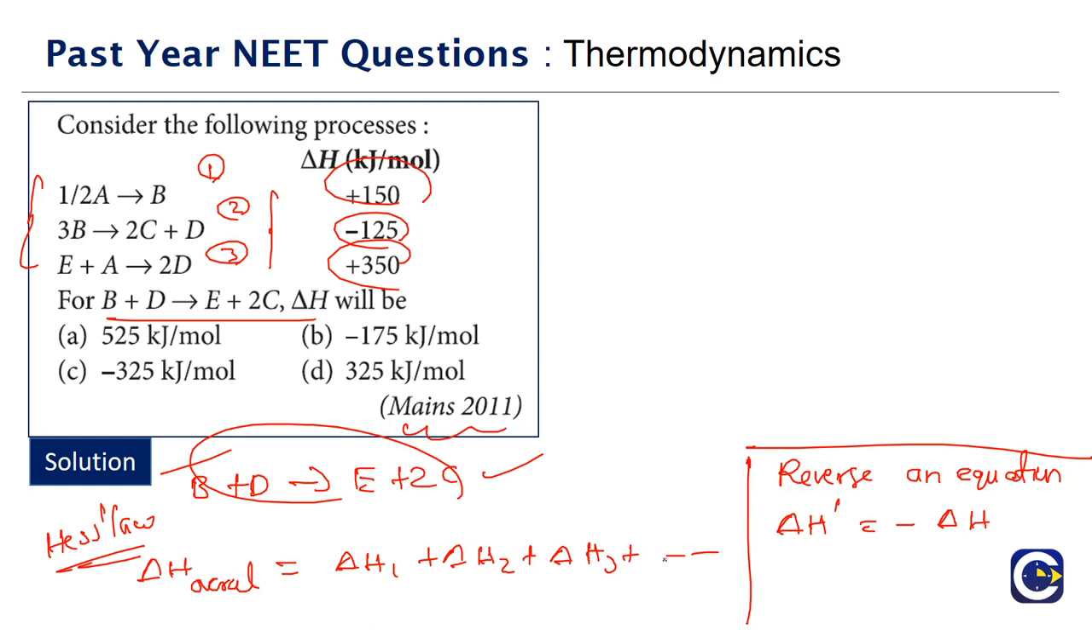Okay, that is one. Second thing is, if we multiply an equation by a factor, maybe we'll multiply the equation by a factor 2 or 3 or half, whatever, then the enthalpy change of the modified equation will be equal to the same factor times the enthalpy of the original equation. So if you are multiplying an equation by a number 2, imagine, then the enthalpy change of the modified equation will be what? 2 times the enthalpy change of the original equation. Okay, so these are the two principles we have to remember.